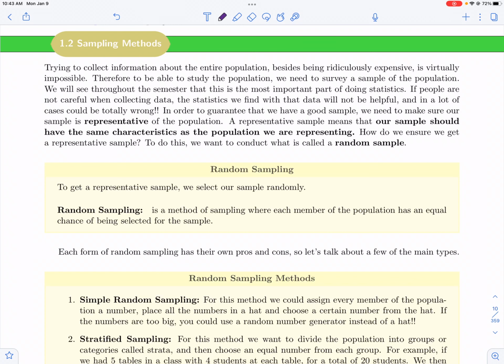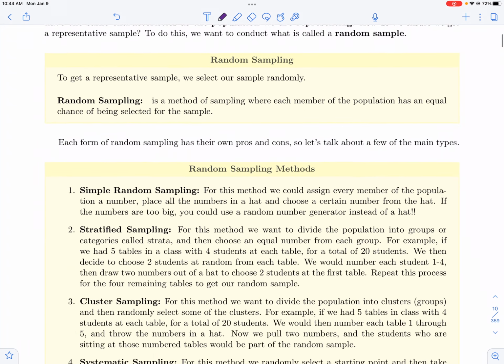Okay, so now that we've looked at some of our basic definitions, what we want to do is talk about some of our different sampling methods. Again, I mentioned earlier that we want to make sure the sample is representative of our population. One way we can do that is to make sure our sample is random, so there's no bias involved. To make sure our representative sample is random, we want to make sure that each person has an equal chance of being selected.